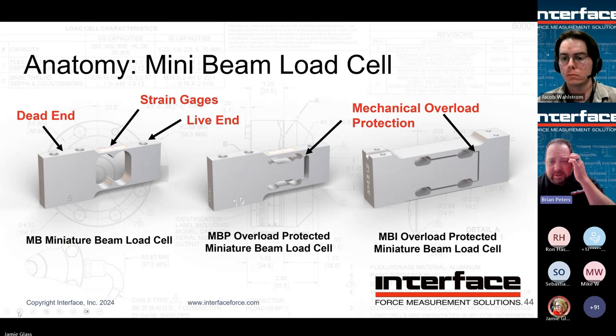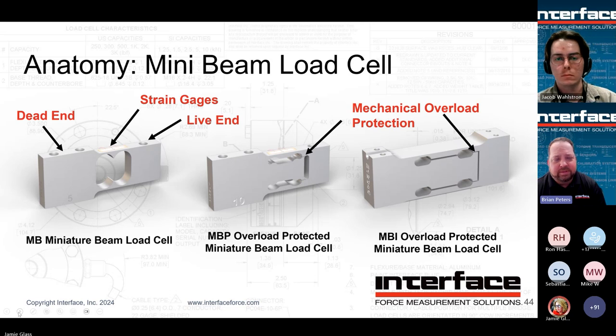Here are 3 different mini beams. You can see the flexure designs here. The 2 on the left, cables would be bonded to the side of the flexure with a cover over them. We have 2 different flavors there. The one all the way on the left is a standard MB, so it's a standard mini beam. Gauges are on the top of that very thin area. Dead end on the left, and then the live end on the right. Again, you can start to see how dead and live make sense depending on where the gauges are. Again, that cable would be exiting on the left.